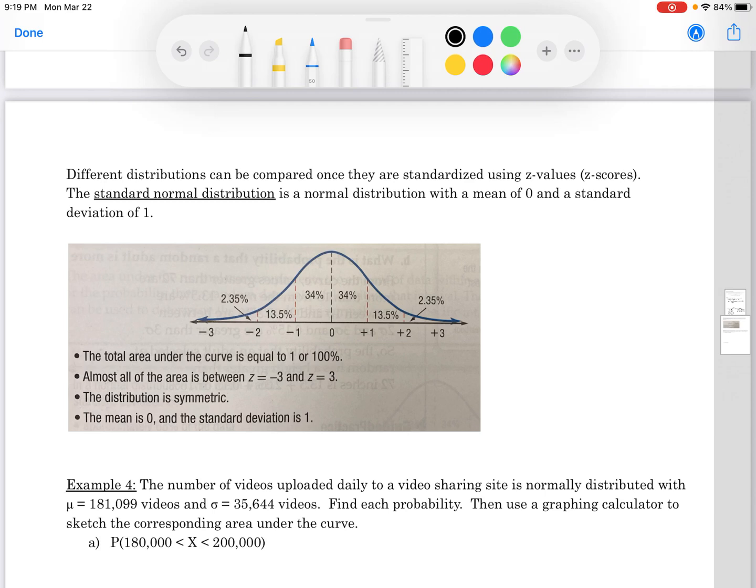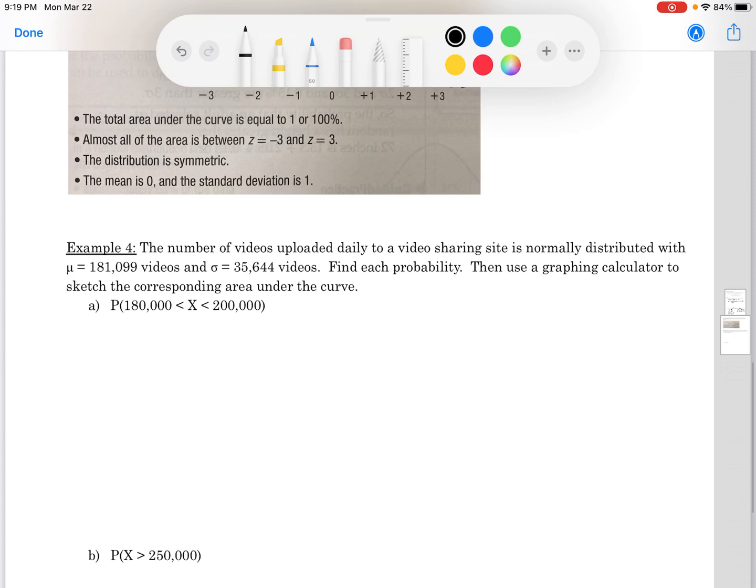So here we have the number of videos uploaded daily to a video sharing site. It's normally distributed with mu equal to 181,099 videos. The standard deviation is 35,644 videos, and we want to find each probability. All right, so we want the probability that our videos are going to be between 180,000 and 200,000. So what we want to find are the z-scores for each value.